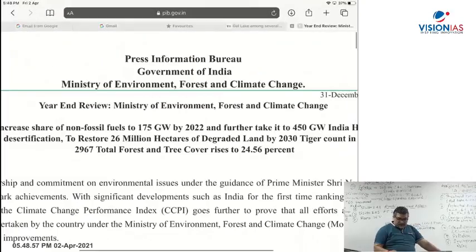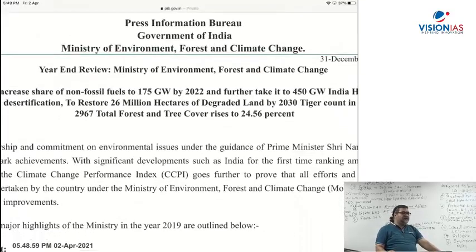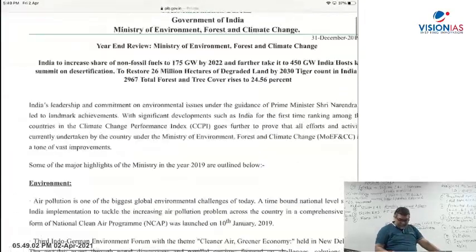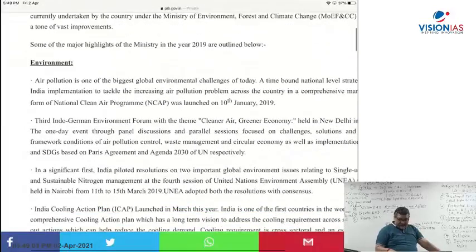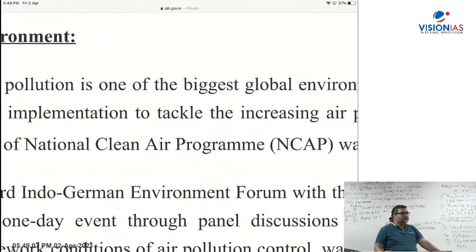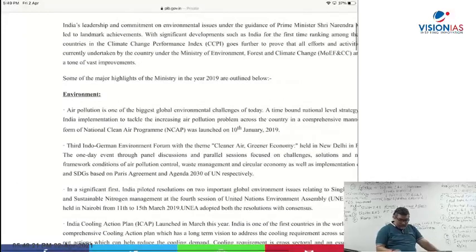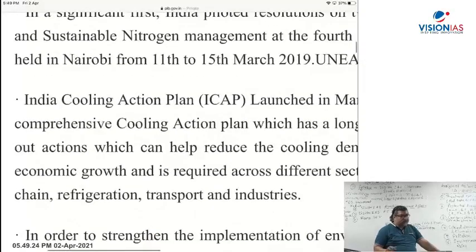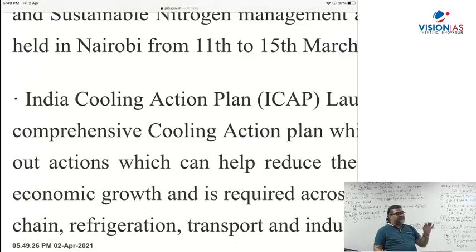Then degraded land, tree cover, forest cover, Survey of India, Forest Survey of India. Now you can see here the National Clean Air Program, NCAP. Are you aware of this program? The UPSC prelims exam questions will be based on such kinds of government programs. Then you can see here, India Cooling Action Plan. Every year there are very new questions asked in the exam. India Cooling Action Plan: in terms of climate change and greenhouse gas generation, the refrigeration part of it.